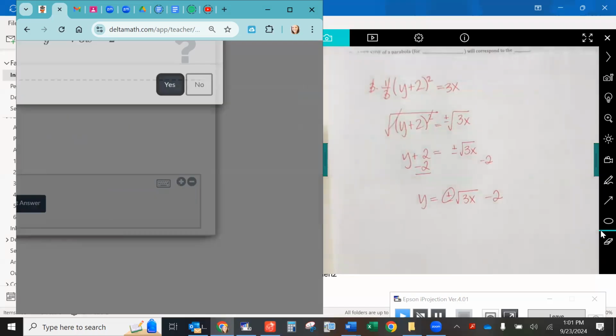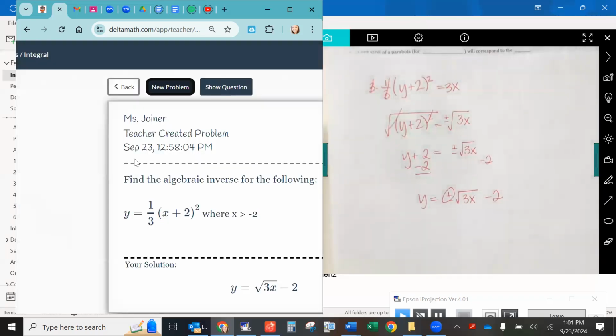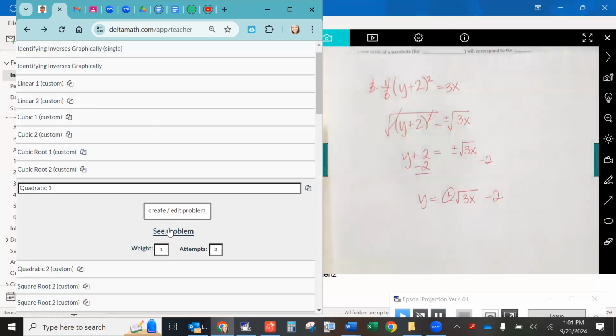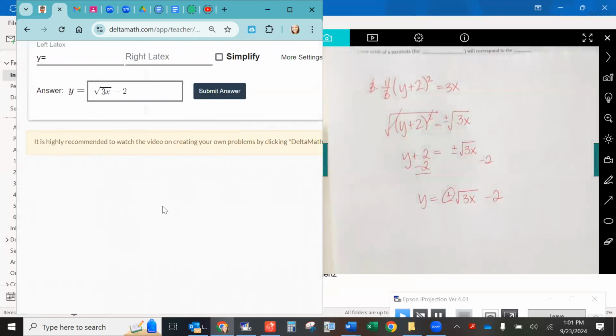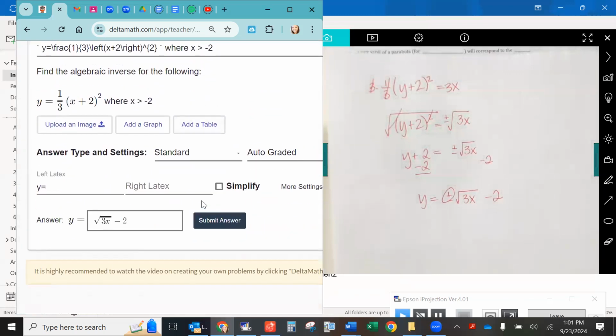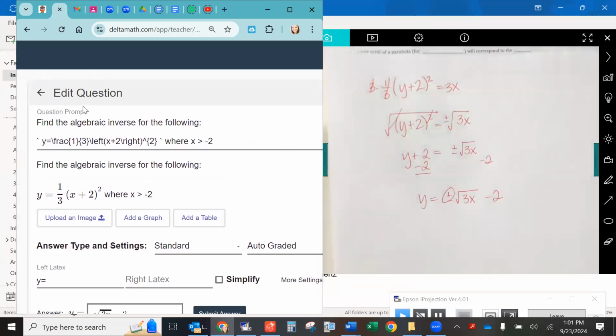What? Is it wrong? Yeah, mine was right. Is yours really wrong? Let me see how you typed it. Oh, it should be root 3x and then -2.